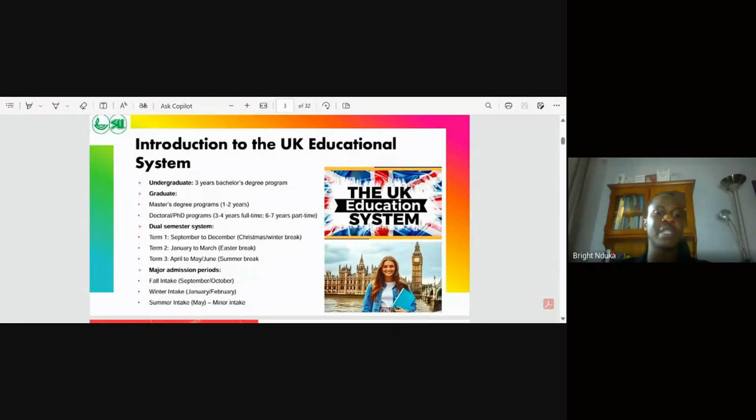So semester 2 is basically a combination of term 2 and term 3, which runs from April to May, June, leading to the summer break. So it's a dual semester system.